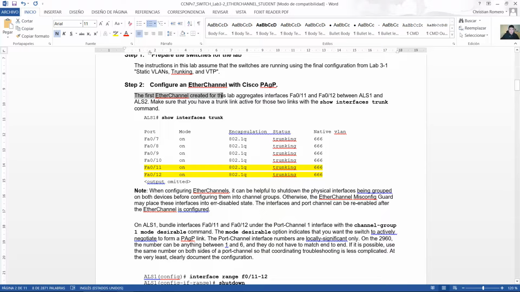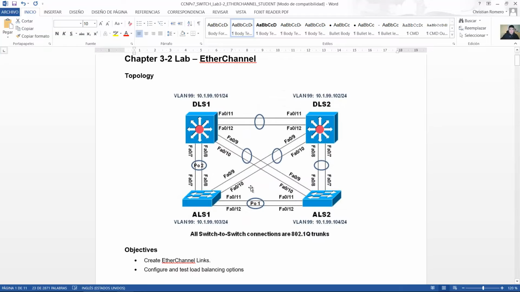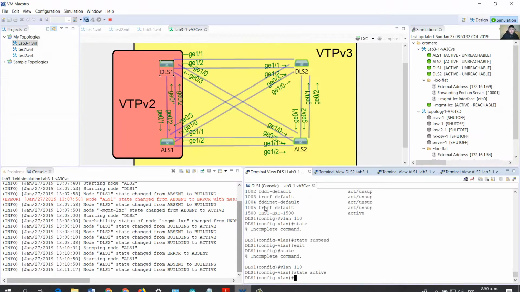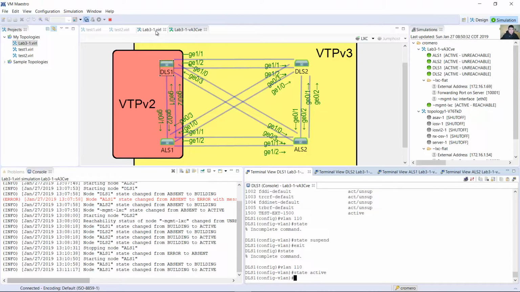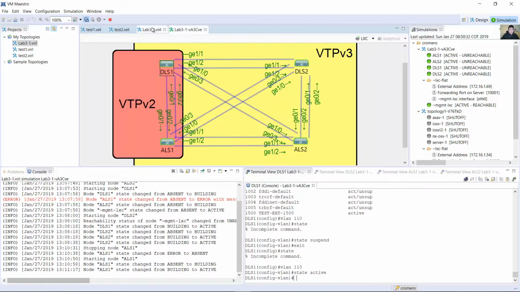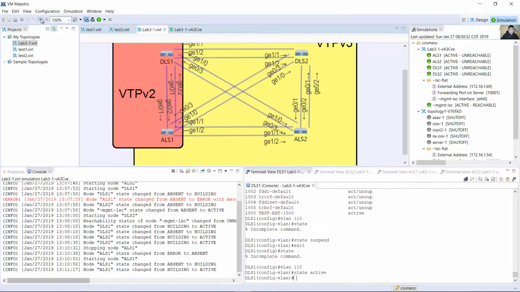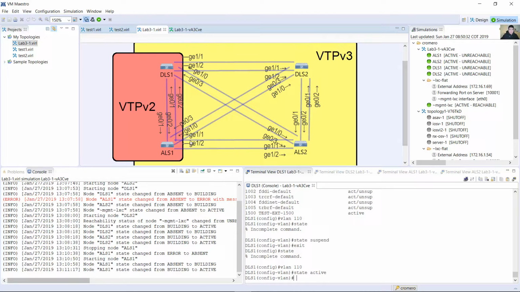The first EtherChannel created for this lab aggregates interfaces 1/1 to 1/2 between ALS1 and ALS2. Make sure that you have trunk link active for those two links with the show interface trunk command. Okay, 1/1 to 1/2 between ALS1 and ALS2. In my case, between ALS1 and ALS2, I'm using 1/1 and 1/2 on both sides.